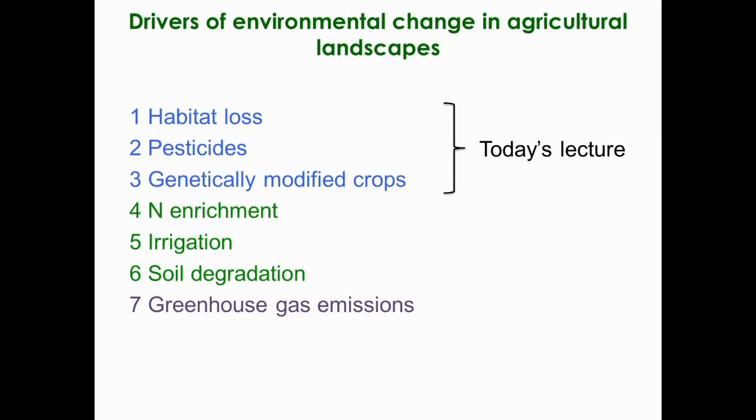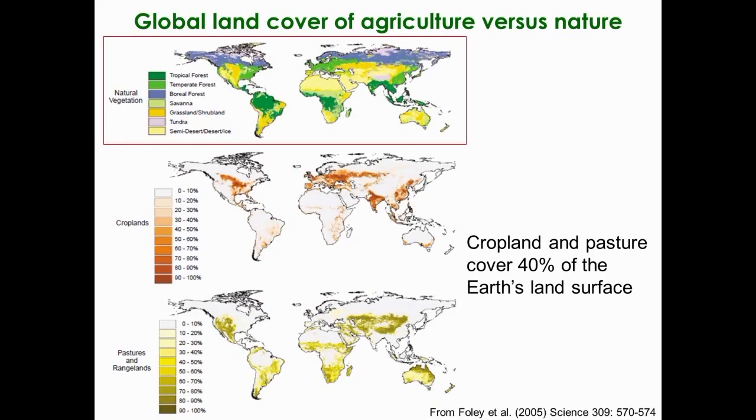So we're going to go through describing some of the drivers of environmental change that are caused by agricultural processes. And today we're going to focus on habitat losses, on the impacts of pesticides, and touch on genetically modified crops. So let's start by looking at where we are today with regard to agricultural land use.